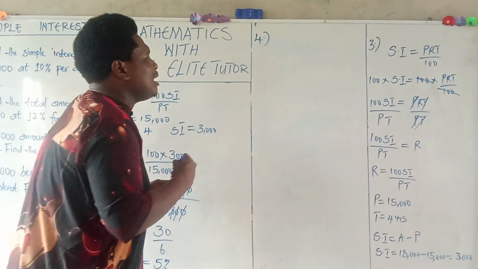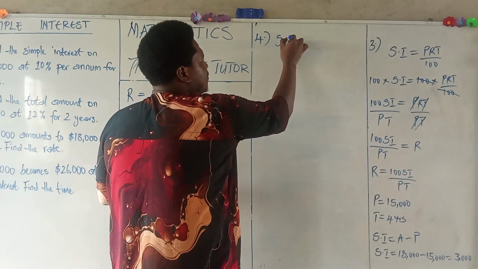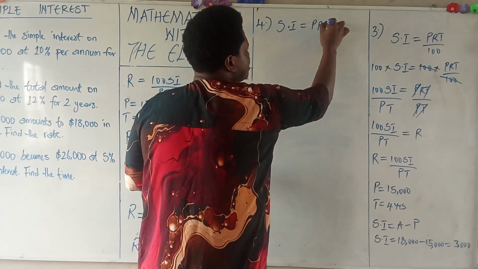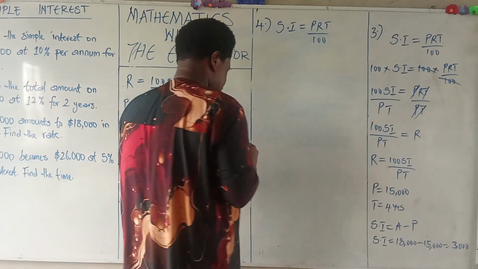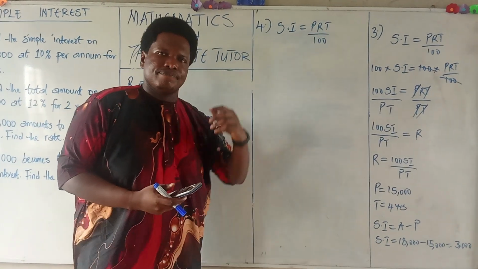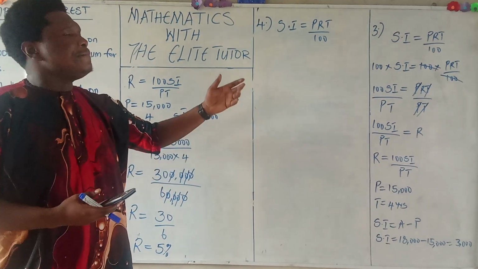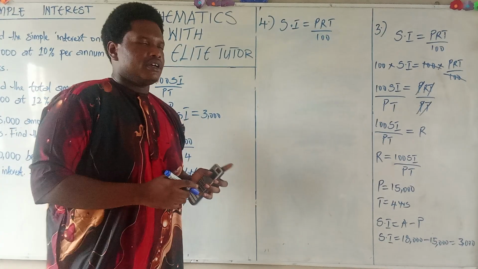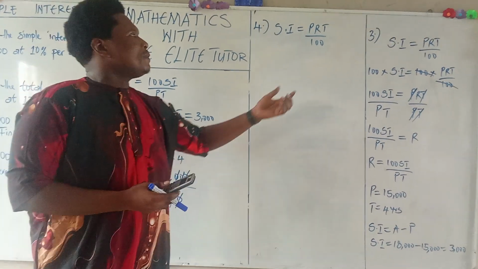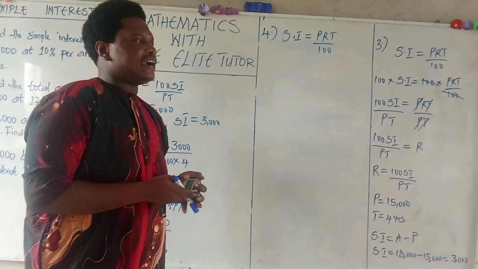Now we have that the formula for simple interest is simple interest is equal to PRT over 100. Now this is the formula. But we are asked to look for time. So what can we do? We can go ahead and make time the subject. How do we do that? The first thing, we're going to multiply both sides by 100 so we can cancel out this fraction.